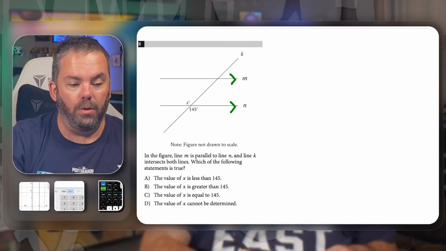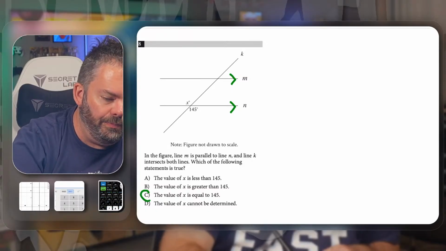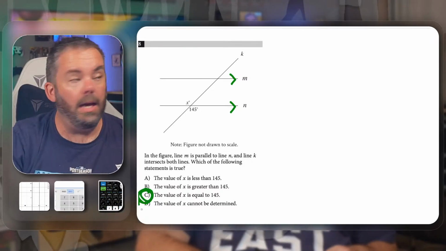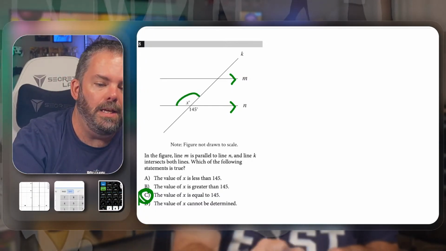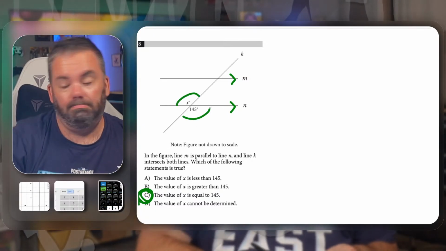All right, well, I think we already kind of did this one to death. X is equal to 145, right? Those are vertical angles, X and 145. These must be the same measure.